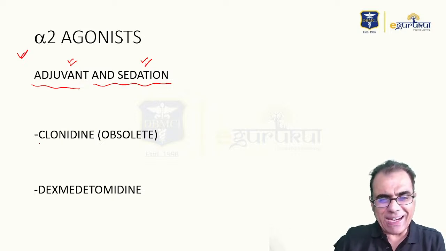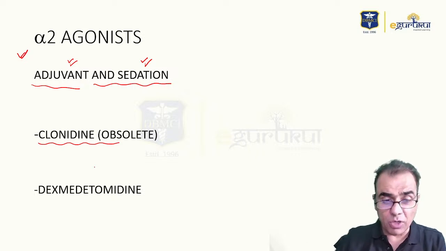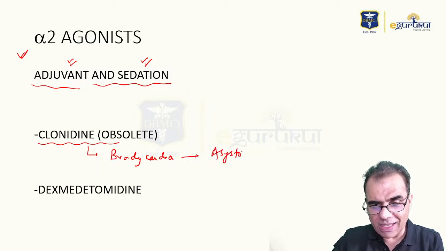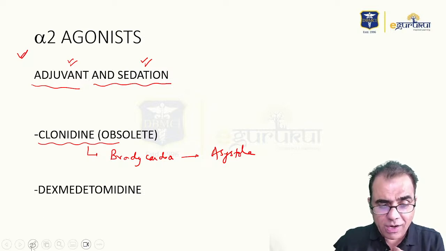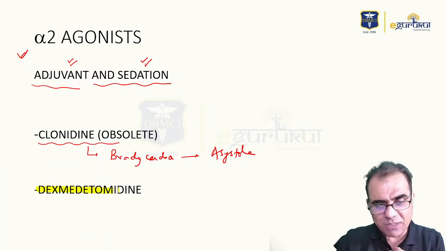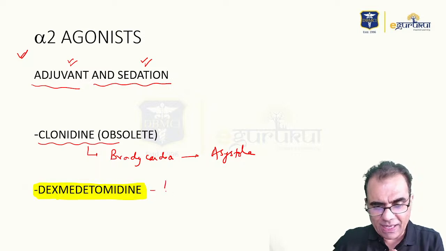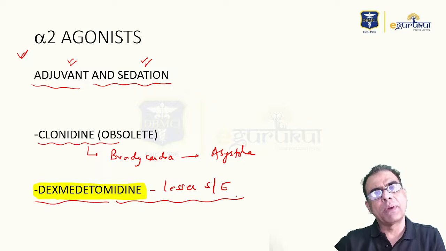And you know, for decades we had been using clonidine, but clonidine nowadays stands obsolete because clonidine could have caused severe bradycardia, to an extent that it could even have caused asystole, cardiac arrest. But nowadays we have a newer alpha-2 agonist, that is dexmedetomidine, which has comparatively lesser side effects as compared to clonidine.